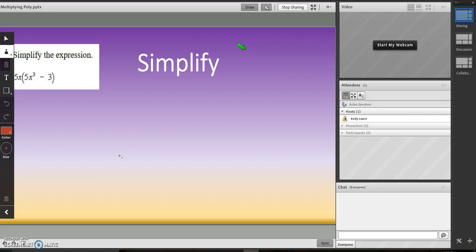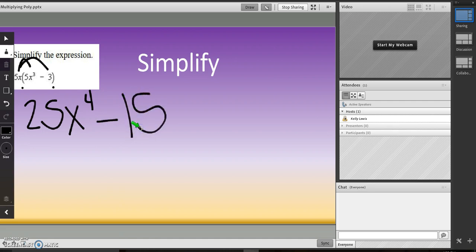You may find this piece easier or the other piece easier. I don't know, I've taught it both ways. It just doesn't matter. All right, so we're going to distribute this 5x. And remember, the parentheses mean start, and that parentheses means stop. So 5 times 5 is 25, and x times x cubed is x to the fourth. You're kind of adding the exponents. So we have a minus sign, and 5 times 3 is 15, and then we have the x. That's all there is to it.